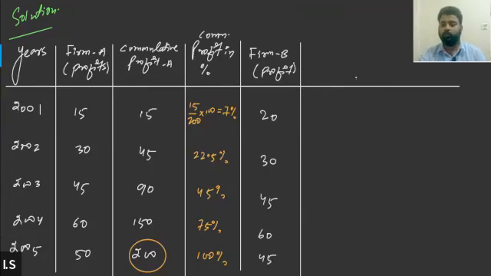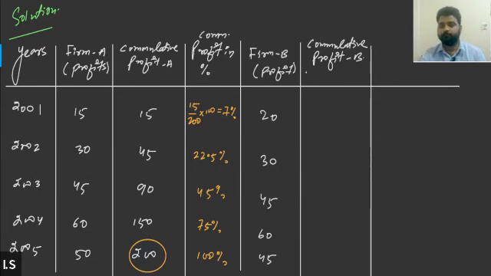Okay. Now what we need to do, we will be calculating the cumulative profit of firm B as well. Okay, so in order to find out the cumulative profit, we will be adding 20 plus 30, 50, 50 plus 45, it will be 95, 95 plus 60, 155 and 200.